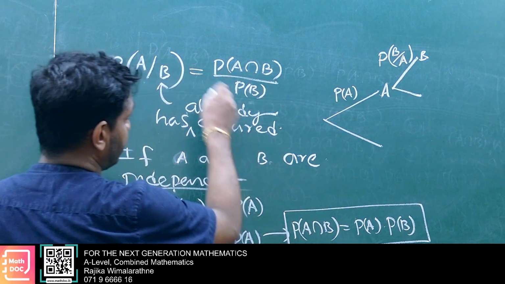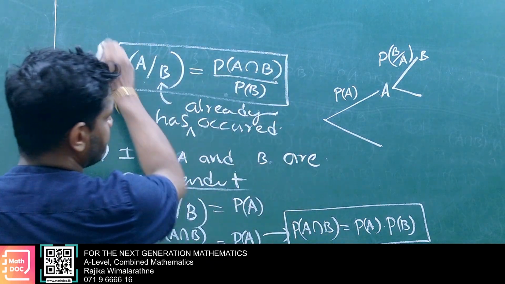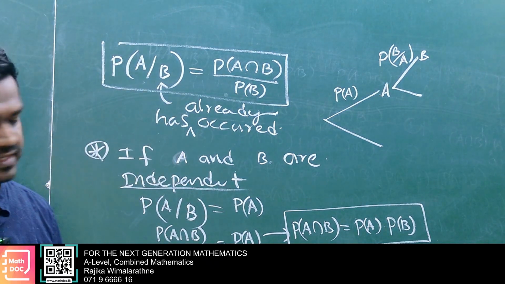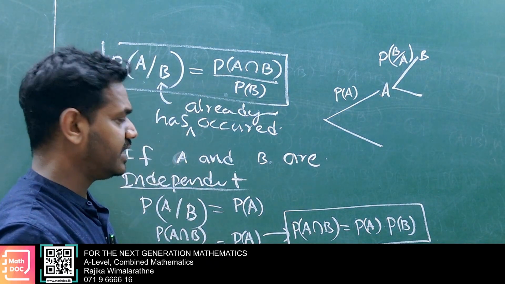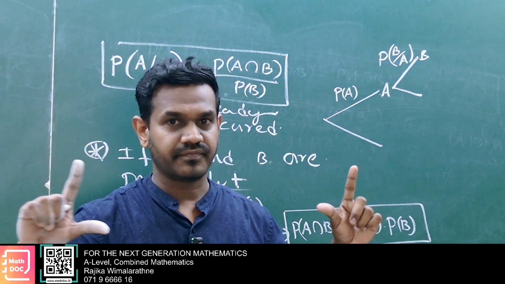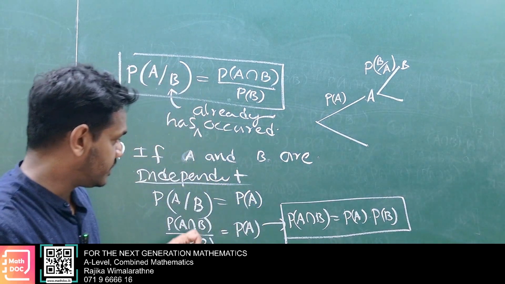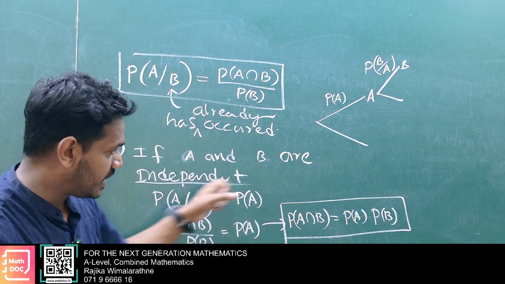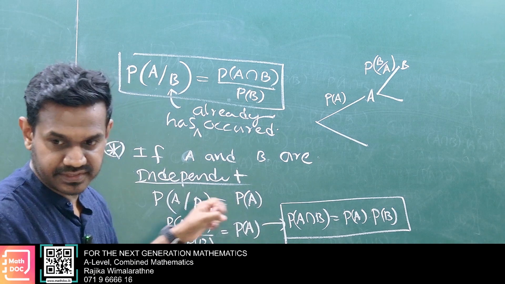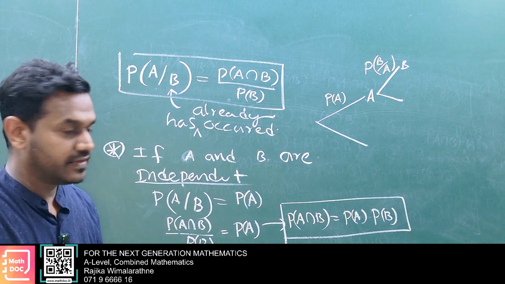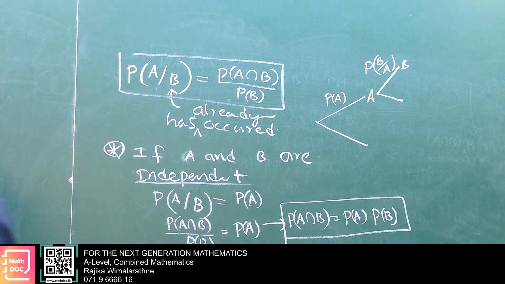Now you think this is an always possible formula. That is always possible. But this one is not directly possible. This can apply only for independent events. Just read that one.